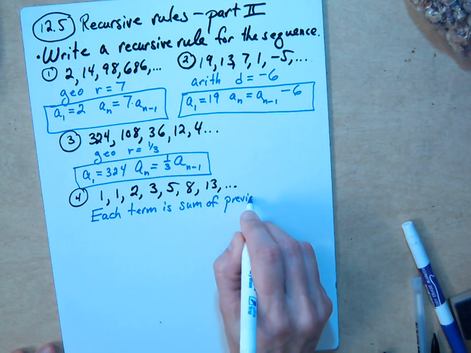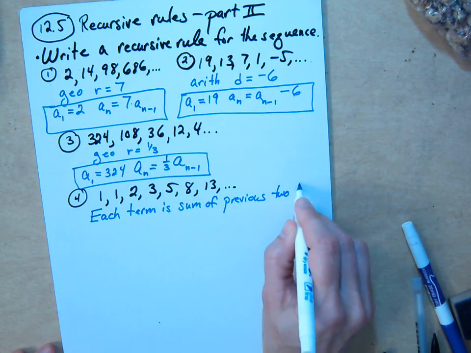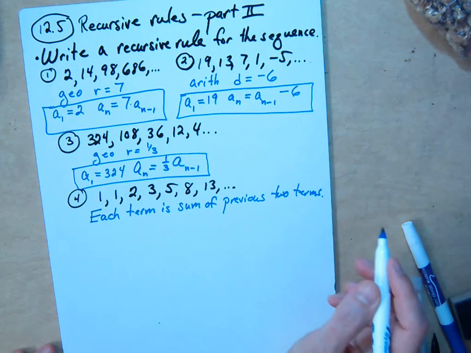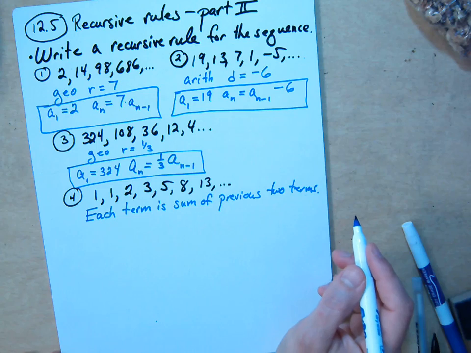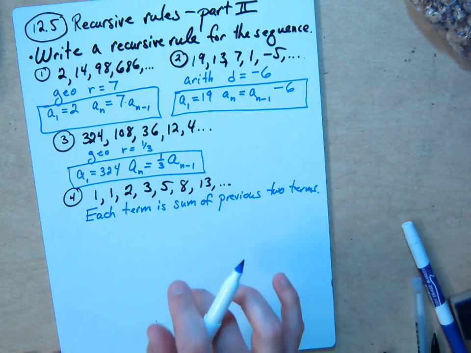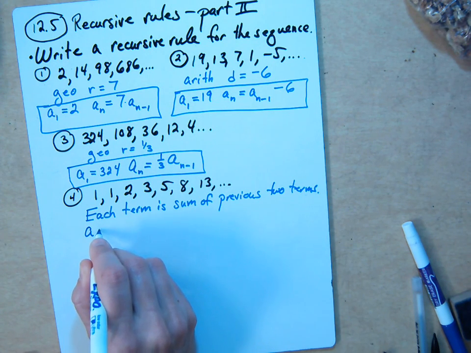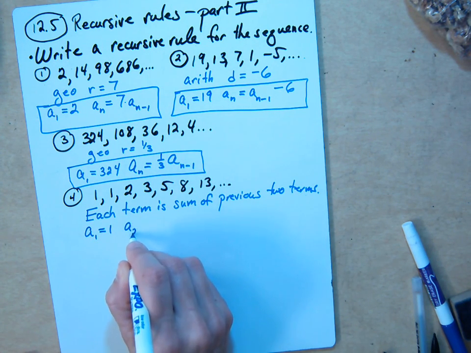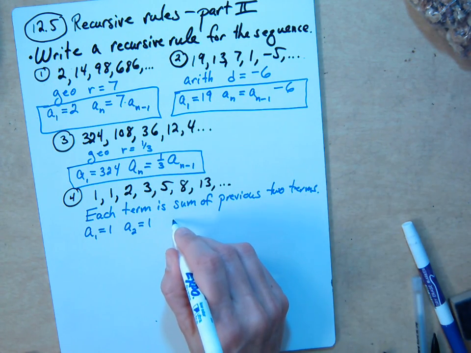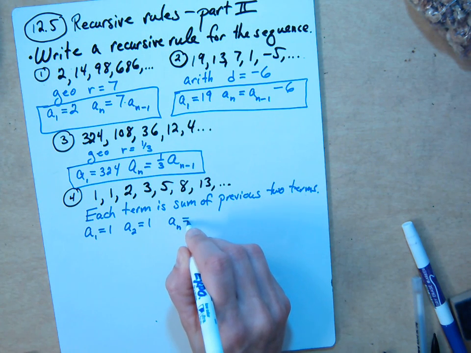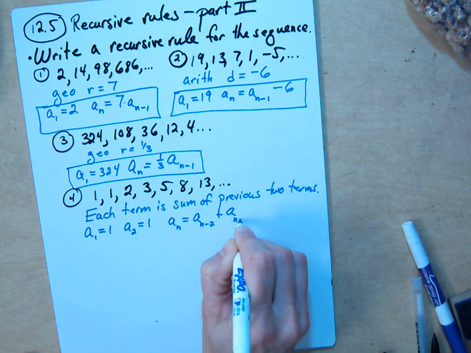Beautiful. Perfect. Each term, what he's saying, is the sum of the previous 2 terms. And I love that John also said that he doesn't know where the first term comes from, and I don't either. And you have to give that. So when you define the rule, this is how it works. You have to give both. A sub 1 equals 1, and you have to say what the second term is. You have to give them both, because the next term, in general, a sub n equals a sub n minus 2 plus a sub n minus 1.